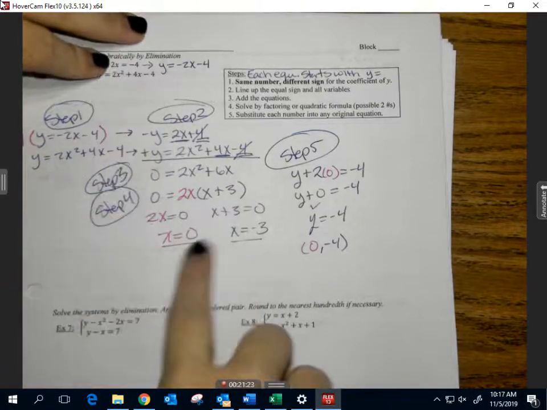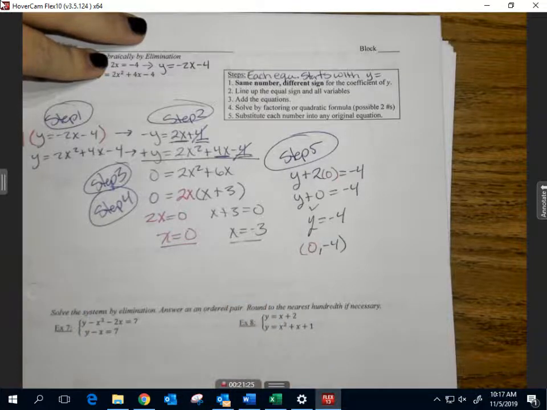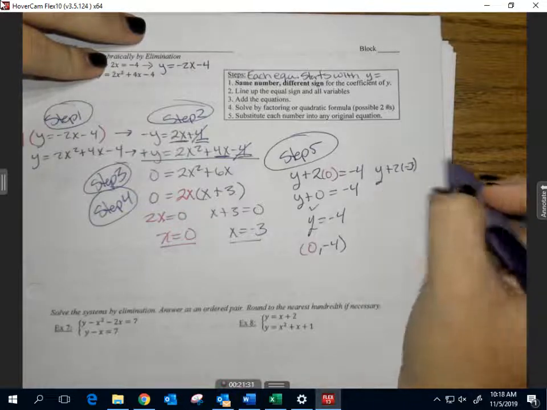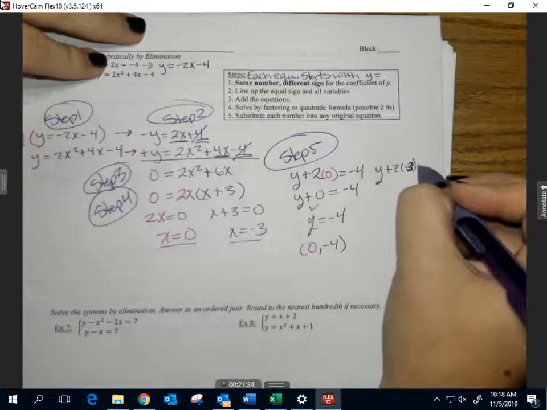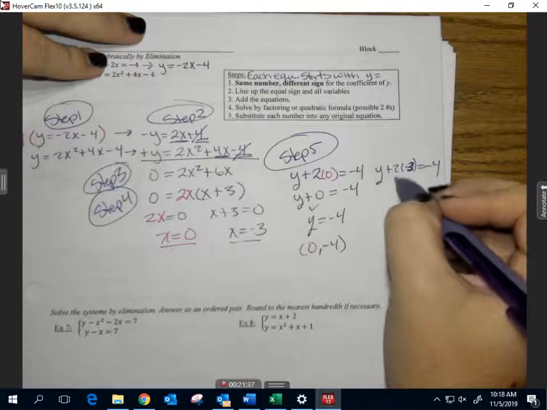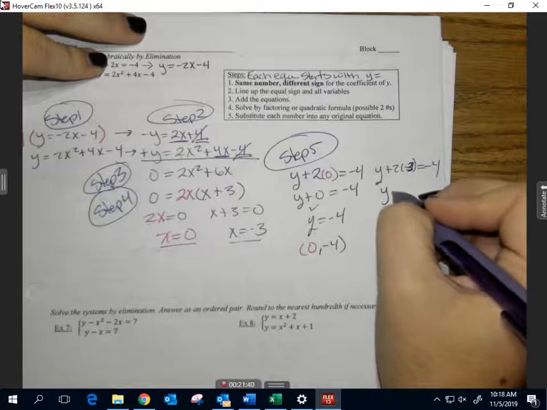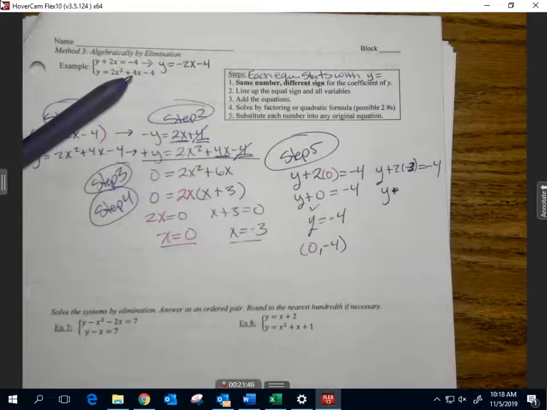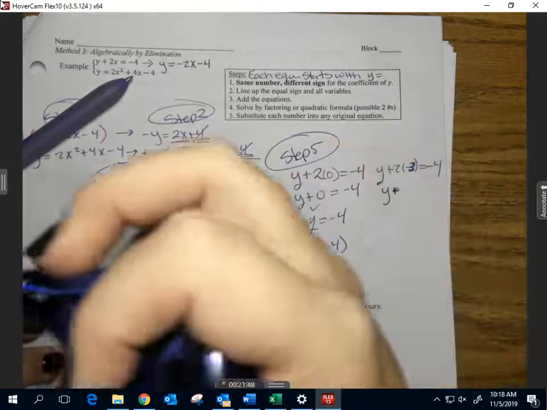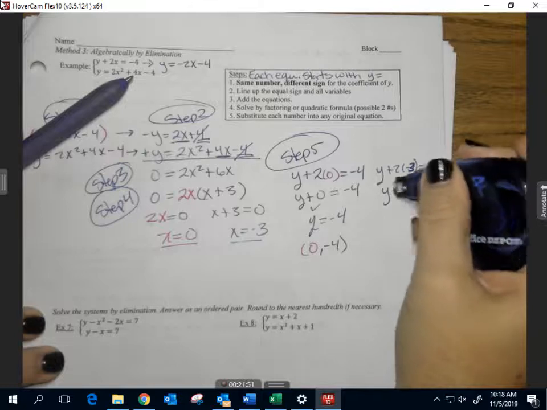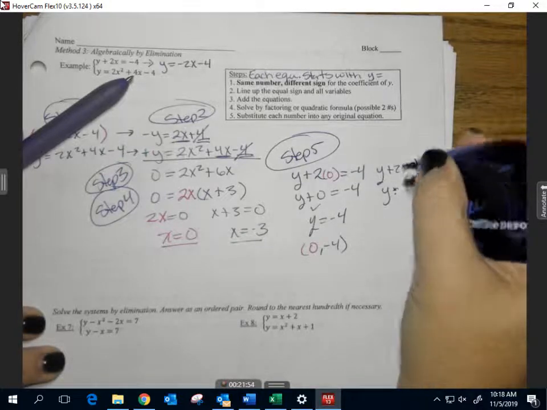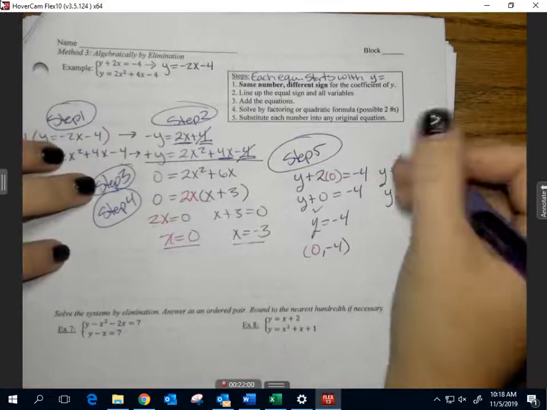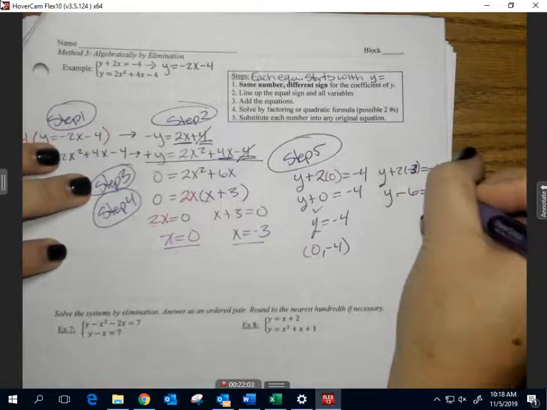We're going to use that same equation, and now we're going to plug in negative 3 for x. So it's going to be y plus 2 times negative 3 is equal to negative 4. What's 2 times negative 3? It's negative 6. So I'd have y minus 6 equals negative 4.